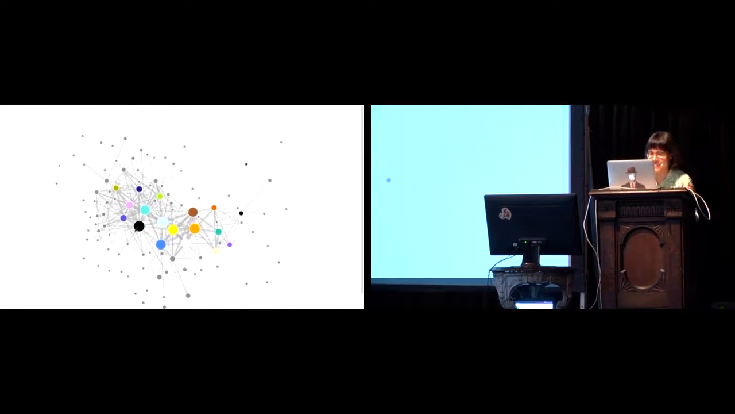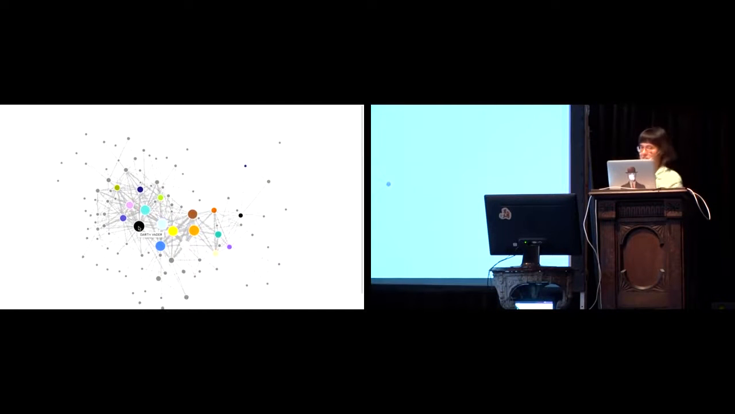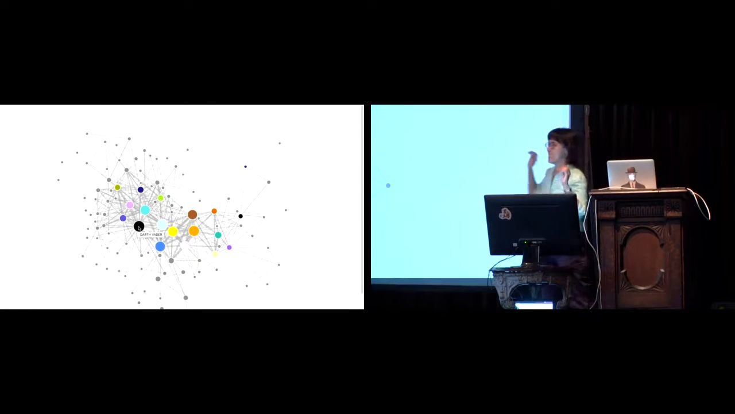You see that the network is quite big and complex. And the thing is, if I hover my mouse over anything, it will show me which character it is. And I can play with it because it's JavaScript. And the big black node is Darth Vader.